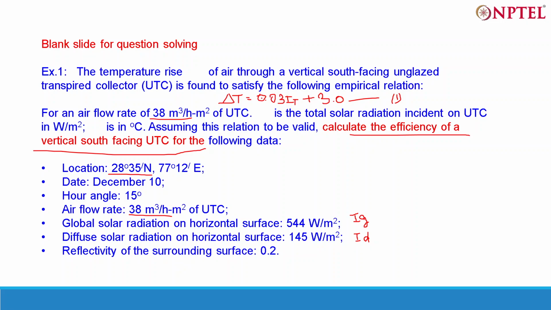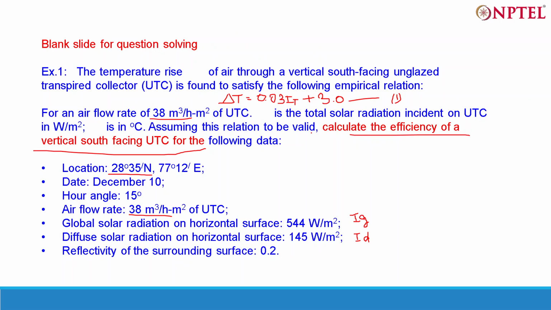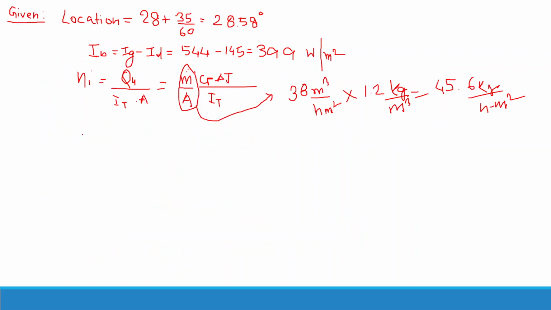So first thing is that del T is needed here, in m Cp del T. You know the Cp here, and this del T value is needed. I_T you need to calculate. I_T is demanded here and also required here. So for calculating I_T, first write the empirical relation so you guys don't get confused: del T equals 0.03 I_T plus 3. Mark it as equation 1.